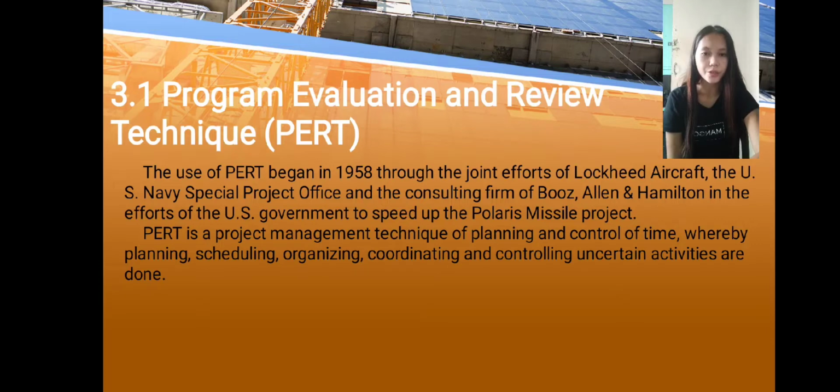Program Evaluation and Review Technique or PERT. The use of PERT began in 1958 through the joint effort of Lockheed Aircraft and the U.S. government, out of apprehension that the Soviet Union might gain nuclear superiority. The Polaris missile project is a large one involving 3,000 contractors and 11 subcontractors with several thousand work activities. The use of PERT in this large-scale project was proven successful in shortening the project completion time.